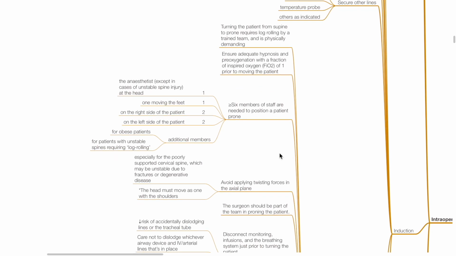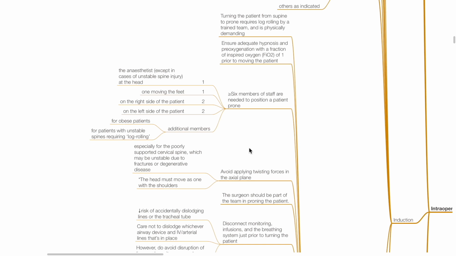Six or more members of staff are needed to position a patient prone. The first member is usually the anesthetist at the head, except in cases of unstable spine injury. One moves the feet, two on the right side of the patient, another two on the left side of the patient, with additional members for obese patients or for patients with unstable spines requiring log rolling.